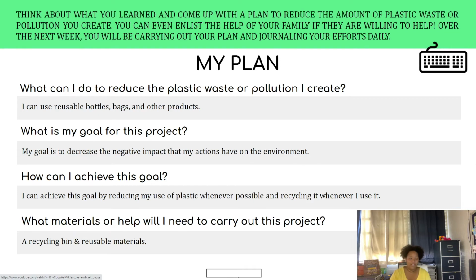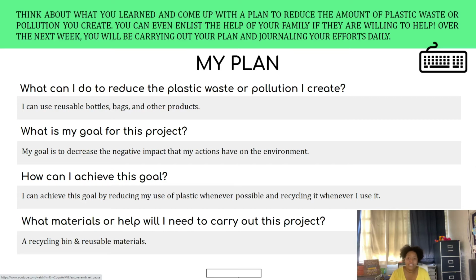So, my plan. The first question asks, what can I do to reduce the plastic waste or pollution I create? Well, I can use reusable bags, bottles, and other products that don't involve plastic. The next question says, what is my goal for this project? Well, my goal is to decrease the negative impact that my actions are having on the environment, because nobody wants to hurt the environment, but sometimes it just happens as we go on in our daily lives and we use things that are convenient, we can be harmful to the environment.